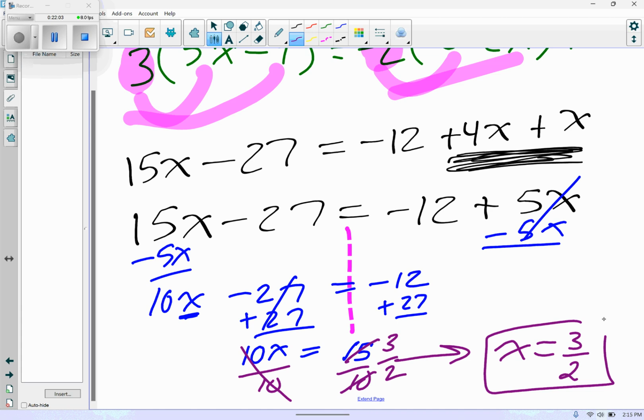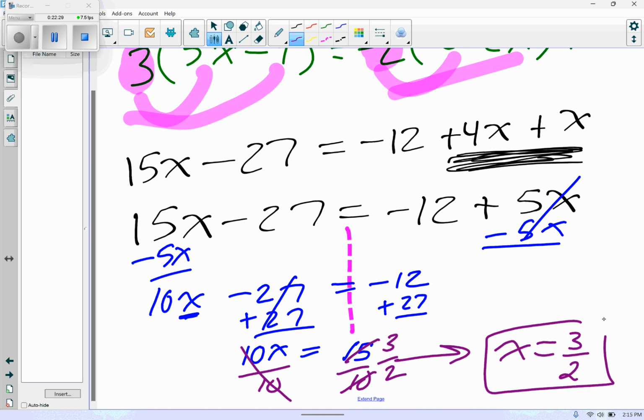Hey, friends, is it okay to leave answers as improper, meaning the top number is bigger than the bottom number? Yeah, and I'm really disturbed that elementary school makes you change it to mixed numbers, because mixed numbers are no-nos in math. Leave it as an improper. You don't have to say, oh, it's 1 1/2 or it's 1.5.